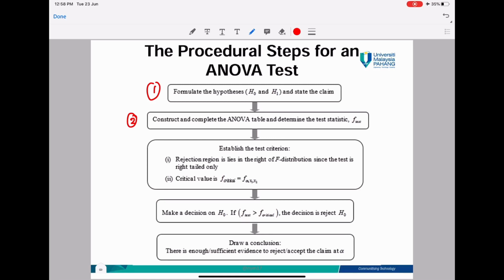Step number 3, find your critical value, find your F alpha. Step number 4, compare your F test with your F alpha. You will reject H0 if your F test is larger than your F alpha. The decision is reject H0. And step number 5, make your conclusion from your decision in step 4.